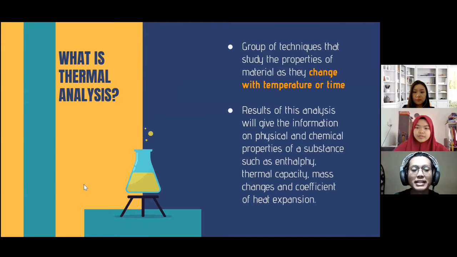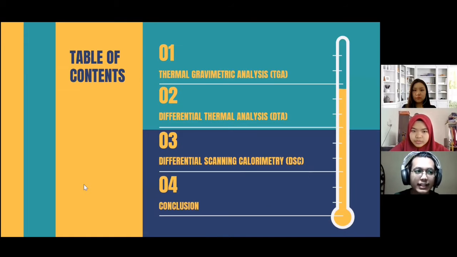So what is thermal analysis? Thermal analysis is a group of techniques that study the properties of material as they change with temperature or time. Results of this analysis will give information on physical and chemical properties of a substance, such as enthalpy, thermal capacity, mass change, and coefficient of heat expansion. In this topic, we will cover thermogravimetric analysis, differential thermal analysis, and differential scanning calorimetry.